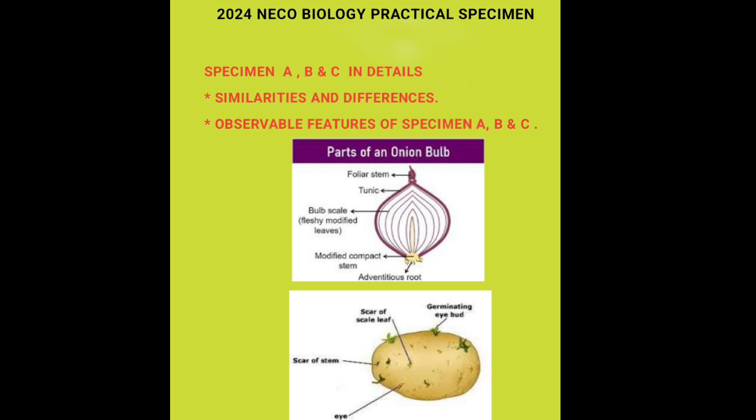Then under the onion, the part used for propagation is the bulb, and the part where the food is stored is also the bulb. It stores water and what? Sucrose. So now let's move to the next one, which is what?